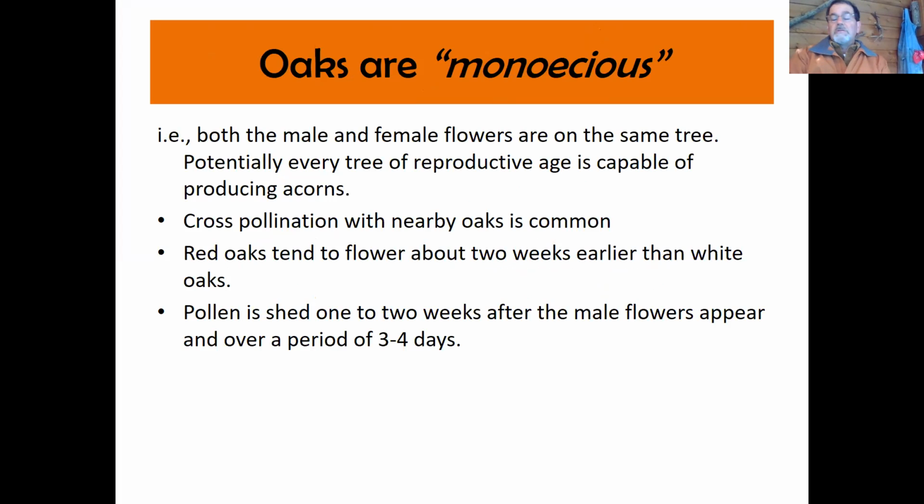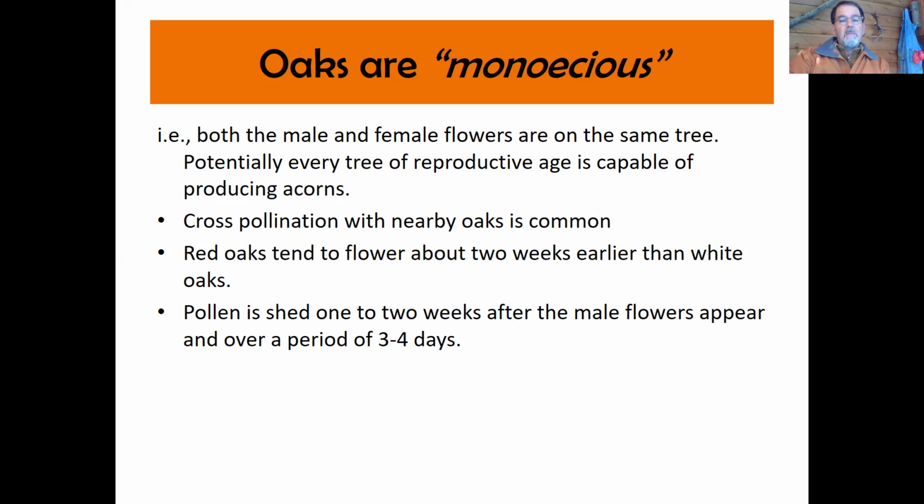Now, oaks in general, all oaks are monoecious. That's a botanical term that means that both the male and the female flowers are on the same tree. So potentially every tree of reproductive age is capable of producing acorns, although cross-pollination with nearby oaks is common and often leads to a more successful acorn crop.